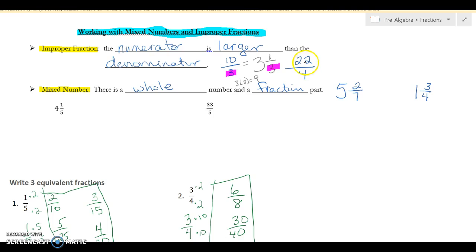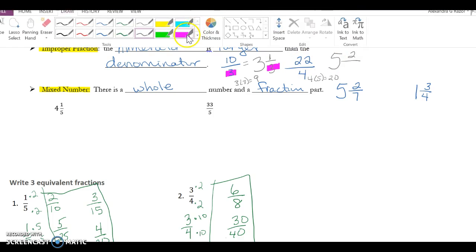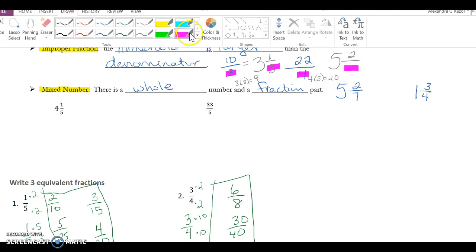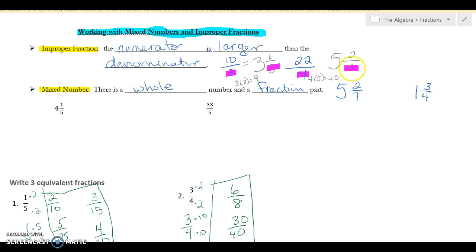So here, 4 goes into 22 5 times, because 4 times 5 is 20, but that means my remainder is 2. So remainder goes on the top, and then again, your denominator stays the same. So since I had a 4, I have to have a 4 here. And now what I hope you see is that 2 fourths can be reduced. I could divide both by 2, and so really 2 divided by 2 is 1, and 4 divided by 2 is 2. So that's the actual answer. So that's how you go from an improper to a mixed number.